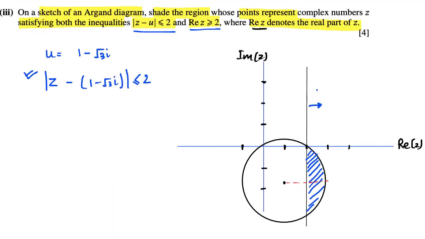Now in this question, how we are going to get marks is, if we represent the circle correctly, you will get one B1 over here. Drawing the circle correctly with radius 2 units will give you another B1. This line representing the real part of z equals 2 will give us another B1, and correctly shading the required area will give another B1. So 4 out of 4.